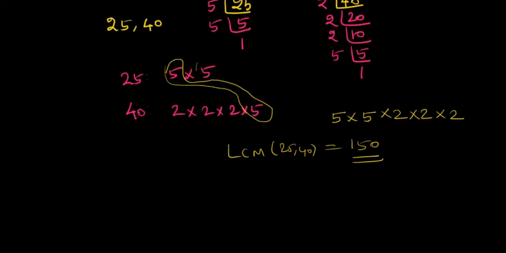Okay, can we do the same with 3 numbers? Let's say we have 3 numbers: 39, 45 and 54. Using prime factorization, we are going to find the LCM using this prime factorization method.